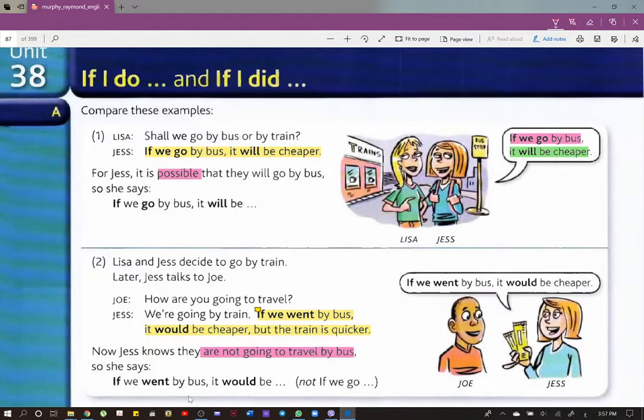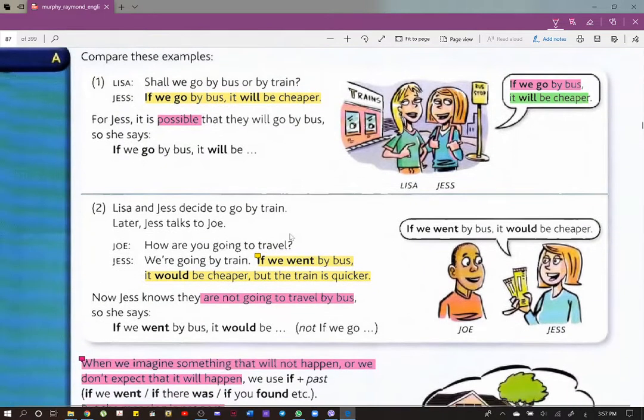In these two cases, the first one and the second one, we are talking about the present time, not the past. Not the past. That's why we call them possible. So this one is possible and this one is not possible. Let's call it imaginary. Okay, just imaginary. We are imagining the situation.